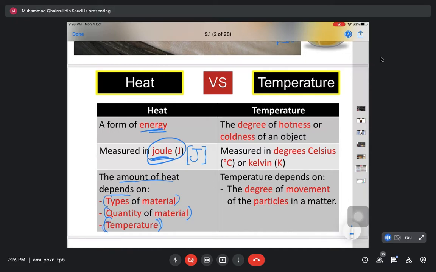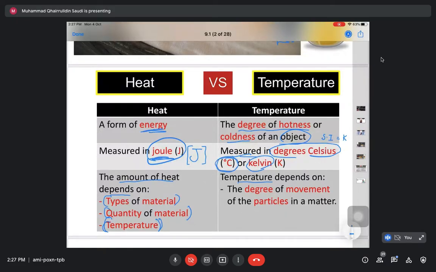While temperature is the degree of hotness or coolness, adalah tahap kepanasan ataupun kesejukan sesuatu objek, and is usually measured in degree Celsius or Kelvin. Okay, but the SI unit for temperature is Kelvin. The international standard unit for temperature is actually Kelvin. Cumanya kita usually in Malaysia we use degree Celsius.